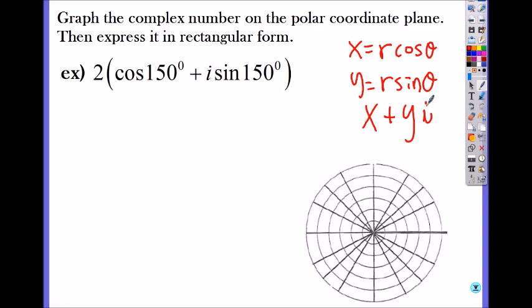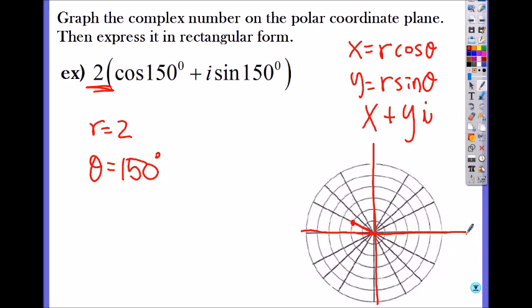What is the radius? 2. What is the theta? 150. So graph it first. Where's 2? Radius of 2. Where's 150? 30 less than 180. So here, 1, 2. Which quadrant is it on the rectangular coordinate? 2. So your x must be what? Negative. Your y is positive.